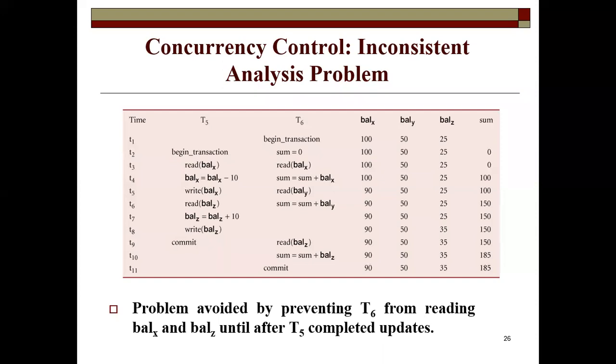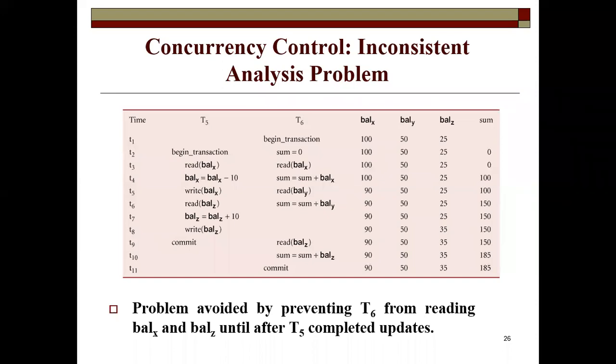Then at time T9, we commit transaction T5. Then T6 reads the balance of Z. So we have ended the transaction T5. Now we are continuing with transaction T6. Only T5 has ended after adding the 10 on balance of Z to give you the 35. Now, after ending transaction T5, we are going to transaction T6. At time T9 it is reading the balance of Z. When it reads the balance of Z, it's 35. The sum is still the same.